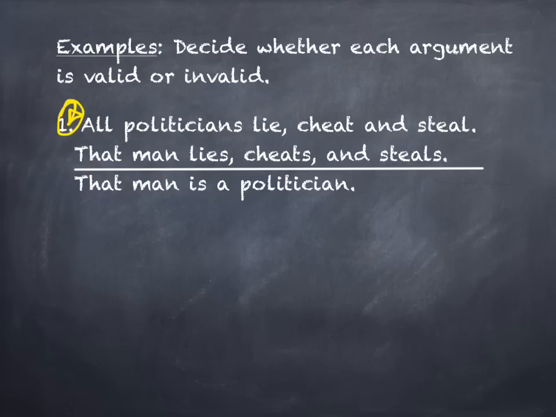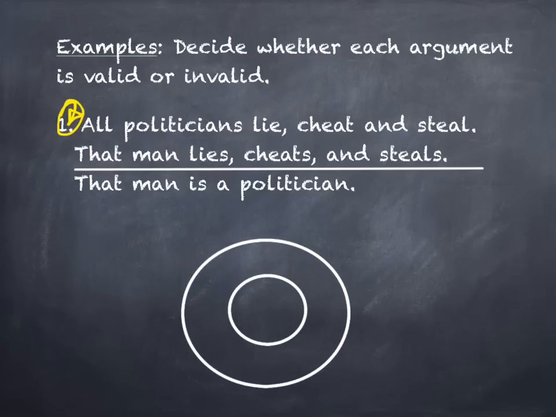So the first one says, all politicians lie, cheat, and steal. That tells us how to draw the Euler diagram. How are we going to draw it? One inside the other. So we're going to start with a picture that has 2 circles, one inside the other. And the inside circle is going to be represented by the first piece of information in our sentence. So the inside circle is going to represent what category or description? Politicians. So on the inside we've got politicians.